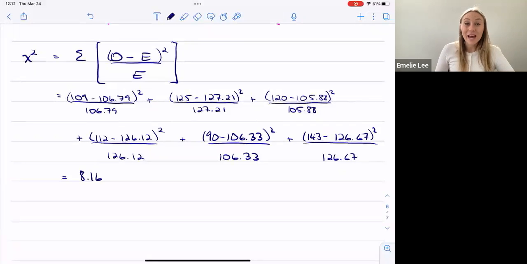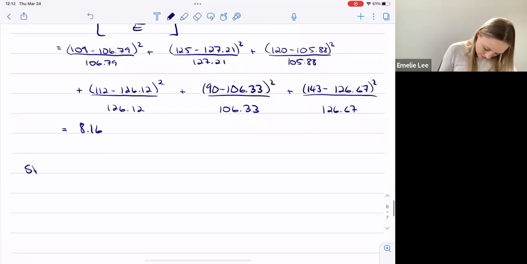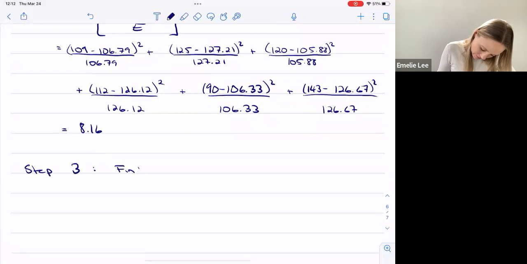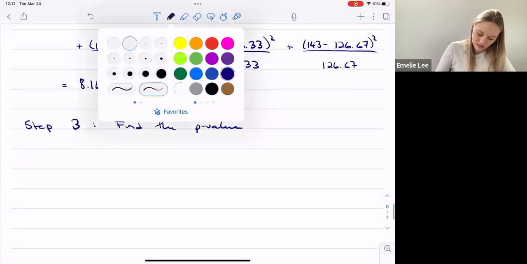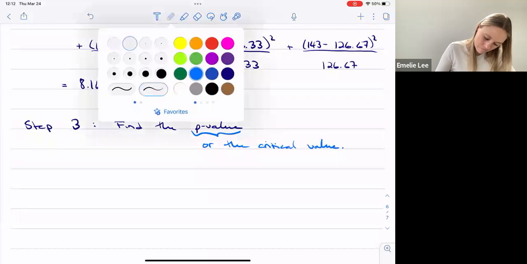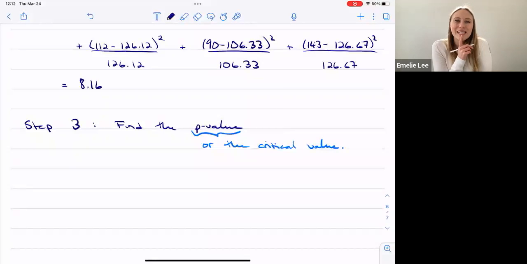Okay, so I have my chi-squared value, my test statistic. Step 3 is to find the p-value, or in this case, we can find the critical value. We need to use the table, right? We need the degrees of freedom.